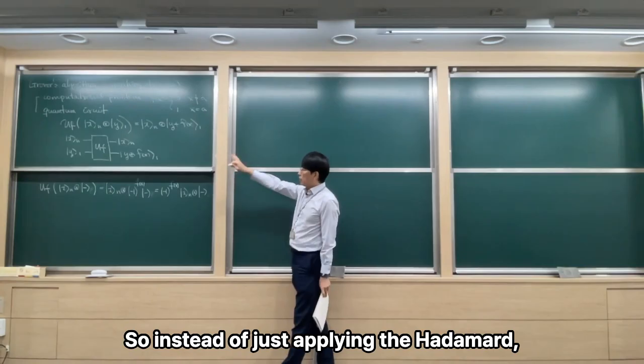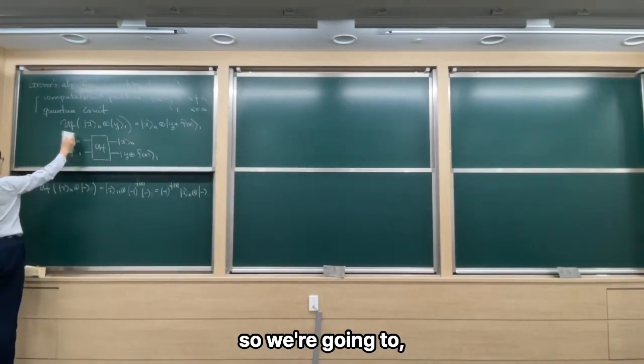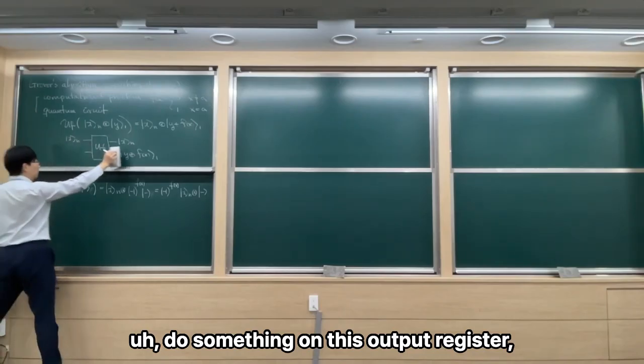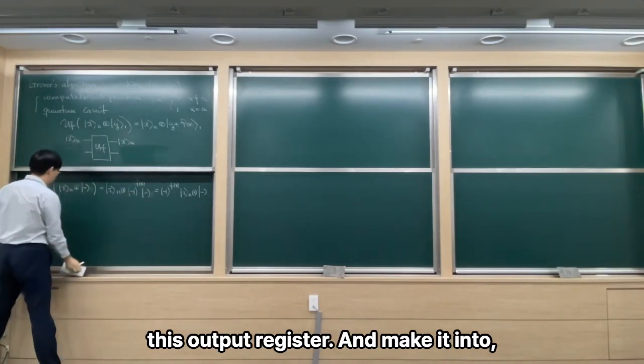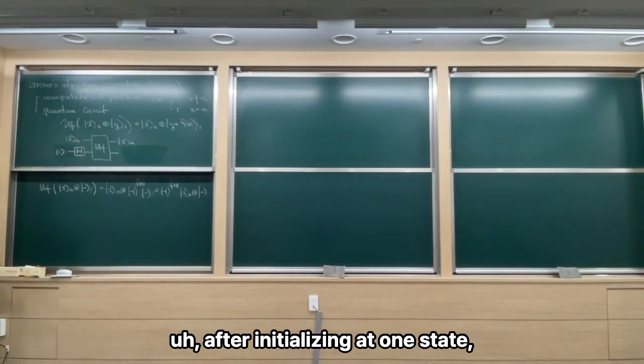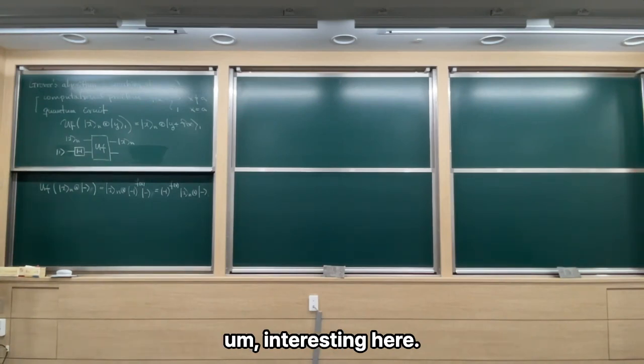So instead of just applying the Hadamard, the oracle right away, we're going to do something on this output register, and make it into... Let's pass it through the Hadamard gate after initializing at one ket state. So we're going to do something interesting here.